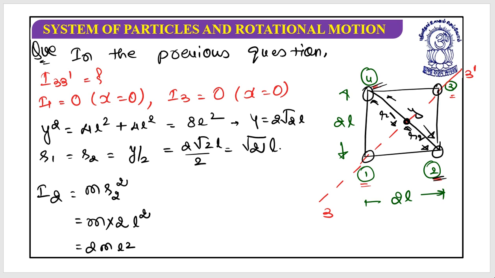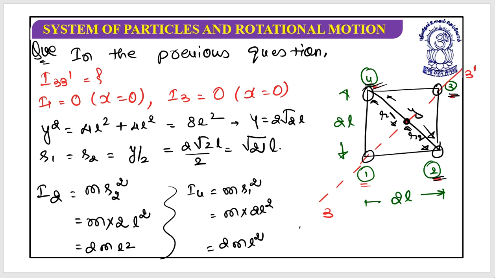Is it clear? Now what about I3? I3 is 0. What about I4? So I4 would be equal to m into r1 square. This is 2L square, which could be written as 2ml square. So the total, I should say I33 dash, what would it be? Due to this 2 it is 0, and due to this 2 it's 4ml square. I hope this is clear.